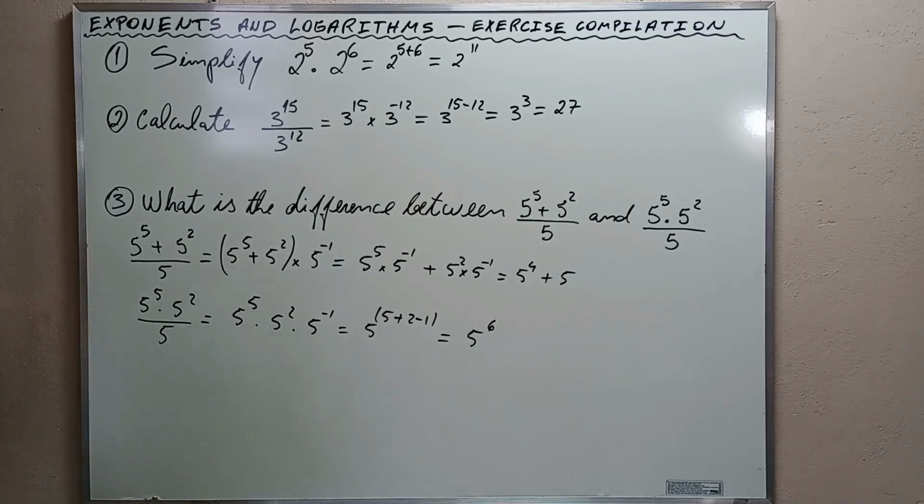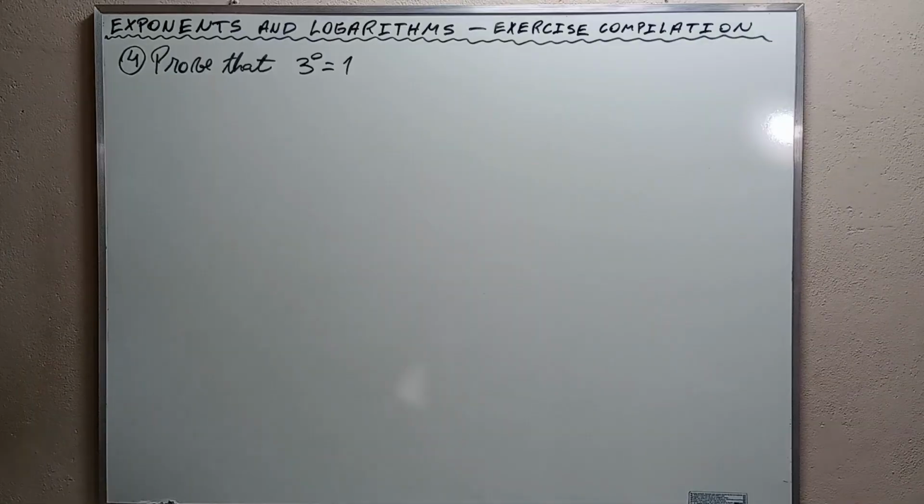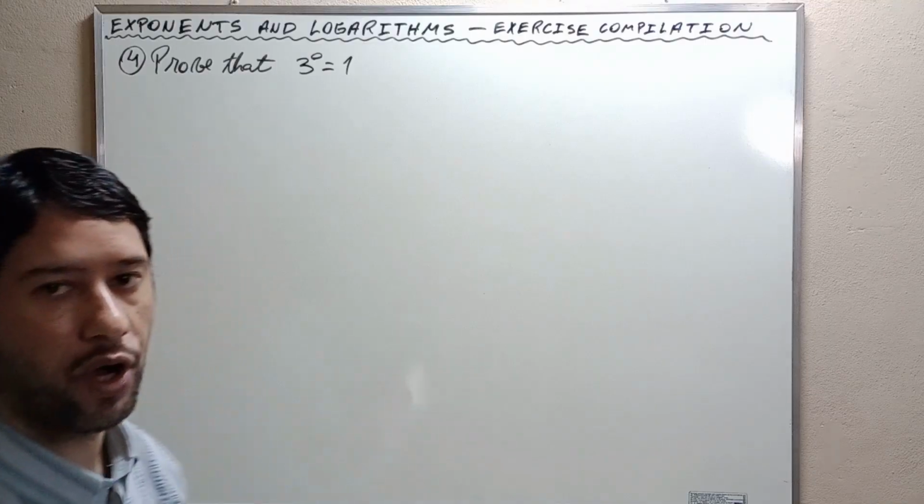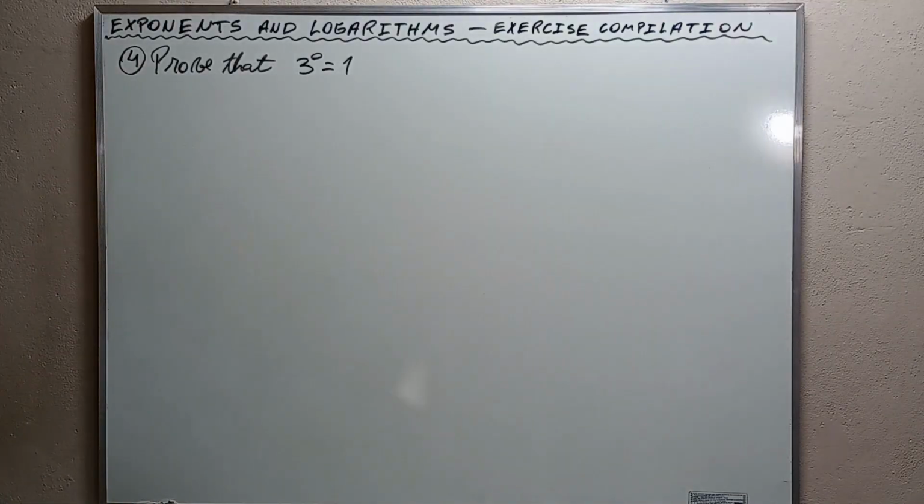Let's go to the fourth exercise now. Exercise number 4: prove that 3 to the power of 0 is equal to 1.